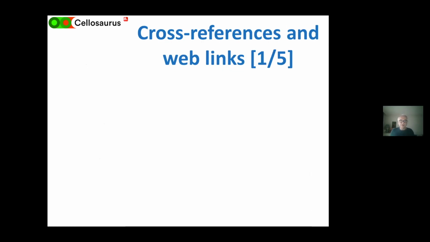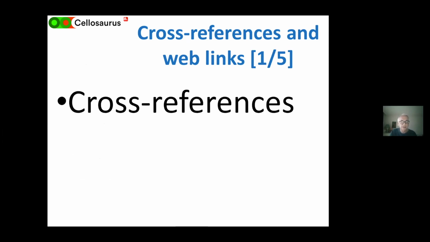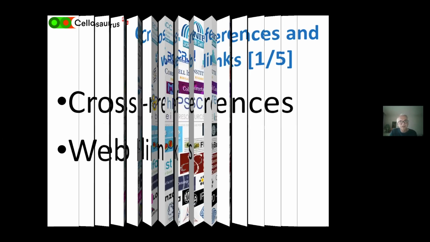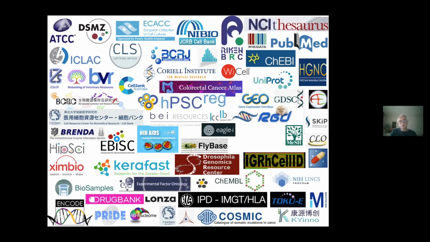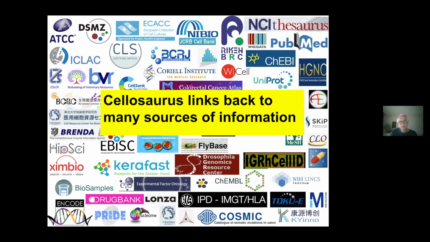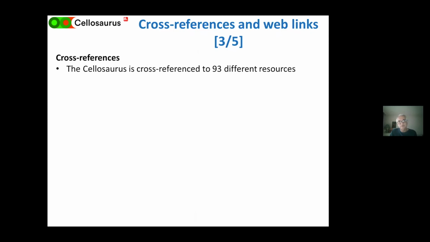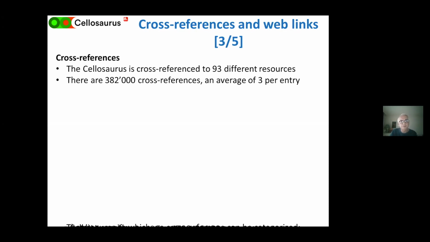Now, this was a question before. Do we link back to those resources? Yes, of course. We have cross-references and web links. Cross-references, we link back to a huge number of resources. Exactly how many? It's 93 different resources which we link back to. And we have 382,000 cross-references, so an average of 3 cross-references per entry.